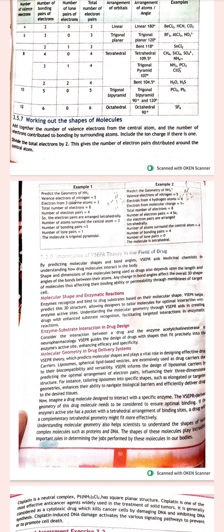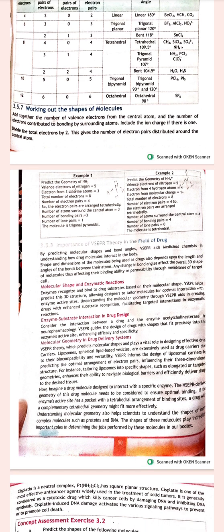So you can see again that 2 bonding pairs give linear geometry, 3 bonding pairs trigonal planar, 2 bonding and 1 lone pair bent, 4 bonding pairs tetrahedral, 3 bonding and 1 lone pair trigonal pyramidal, and 2 bonding and 2 lone pairs bent geometry. 5 bonding and 6 bonding pairs have trigonal bipyramidal and octahedral geometry respectively.